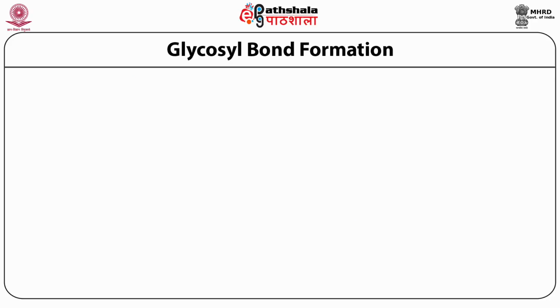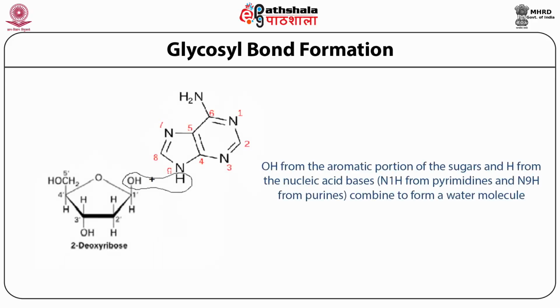How is the glycosyl bond formed? OH from the anomeric portion of the sugars and H from nucleic acid bases, that is N1H from pyrimidines and N9H from purines, combine to form a water molecule, and this is how the glycosylic linkage is formed.